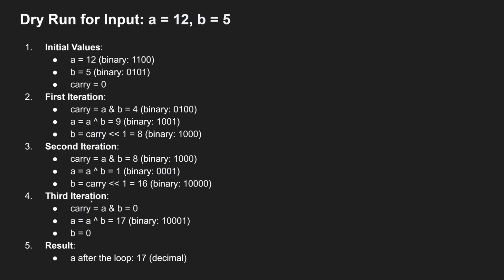And in the third iteration, if we perform carry equal to A and B, that becomes 0, and A equal to A XOR B, that becomes 17, and B becomes equal to 0. Now the loop is broken and we come out of the loop and it returns the value of A, and that value is equal to 17, which is basically the addition of 12 plus 5. So this is how the program works.